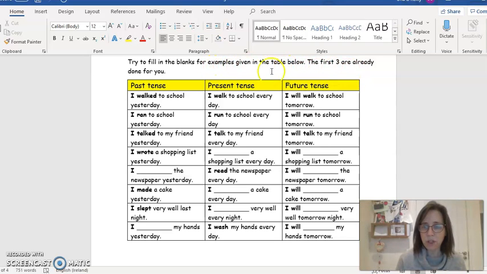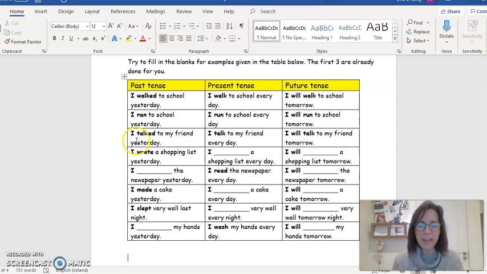Now, the first three lines are already done for you. Okay. I walked to school yesterday. That's the past tense. I walk to school every day. That's the present tense. And then I will walk to school tomorrow. Future tense. So the next one here is also done for you. I ran to school yesterday, if you really want to get to school. I run to school every day. And I will run to school tomorrow. I've just noticed that I don't have a full stop there. I should have a full stop at the end of day there.